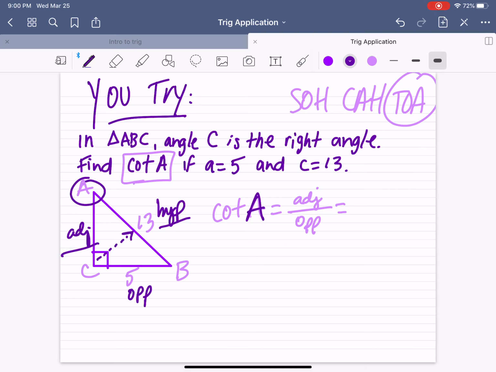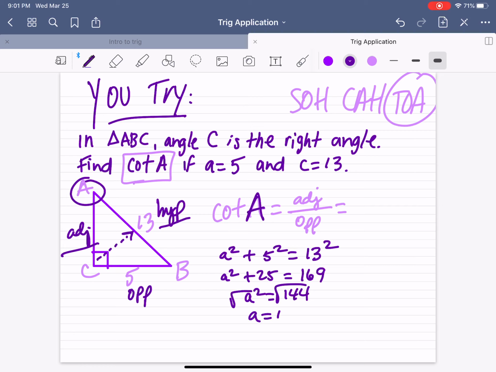And you already know how you're going to find it. You're going to do Pythagorean theorem. A squared plus 5 squared equals 13 squared. A squared plus 25 equals 169. Subtract 25 from both sides, and square root of both sides. So A equals 12. So that's the adjacent side.